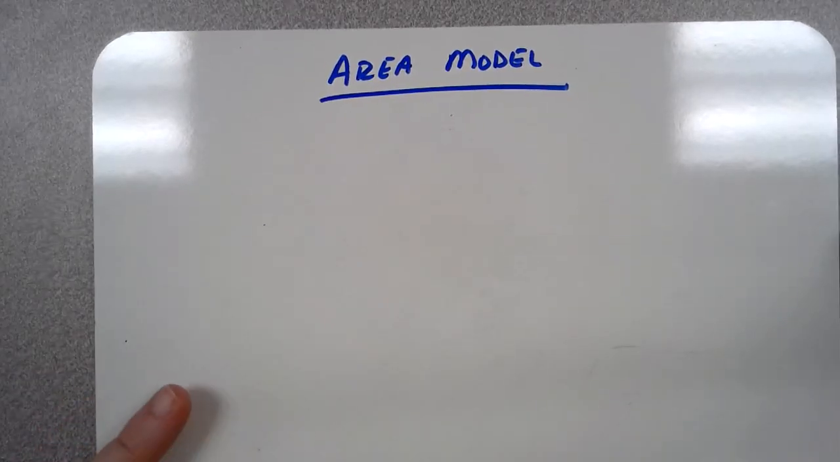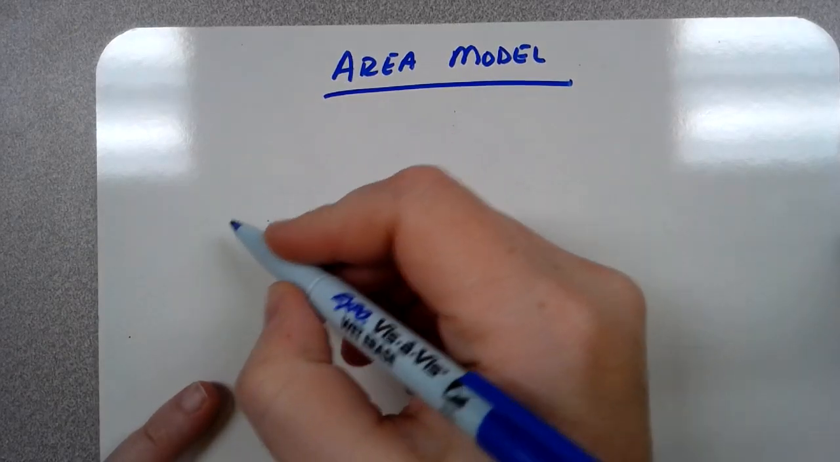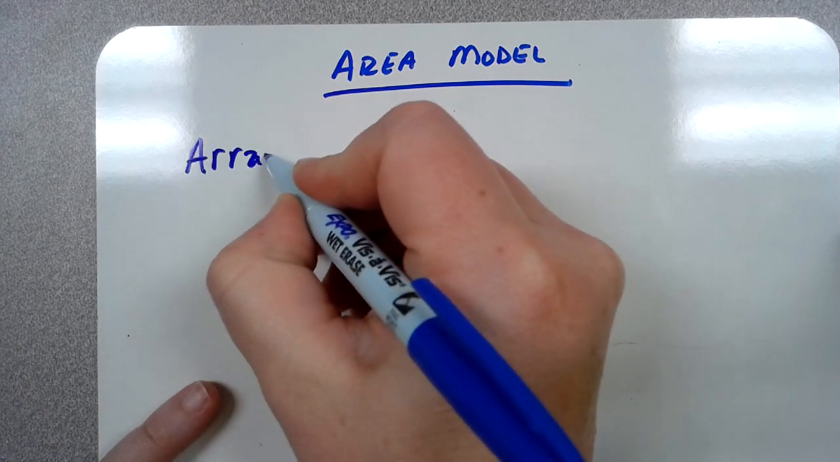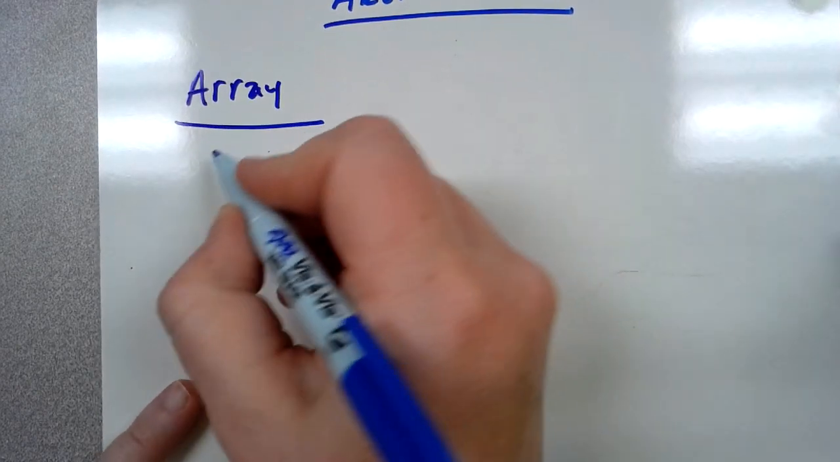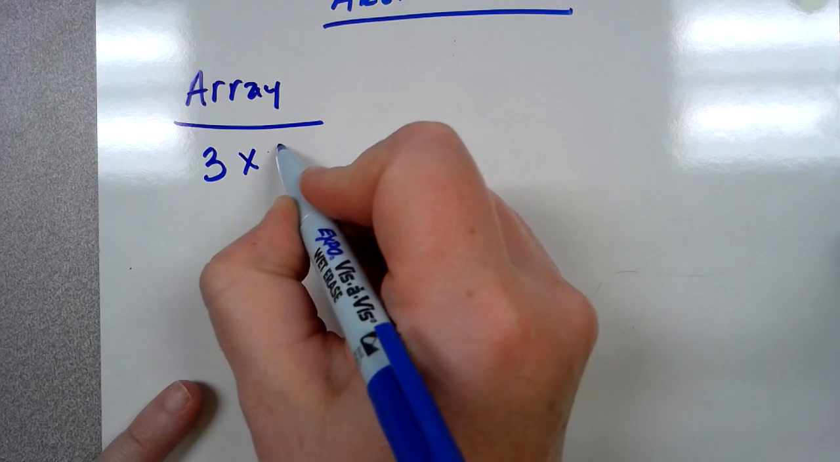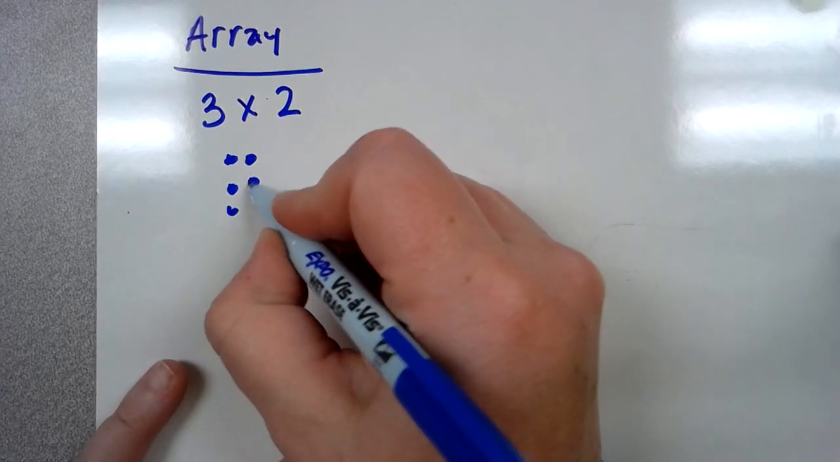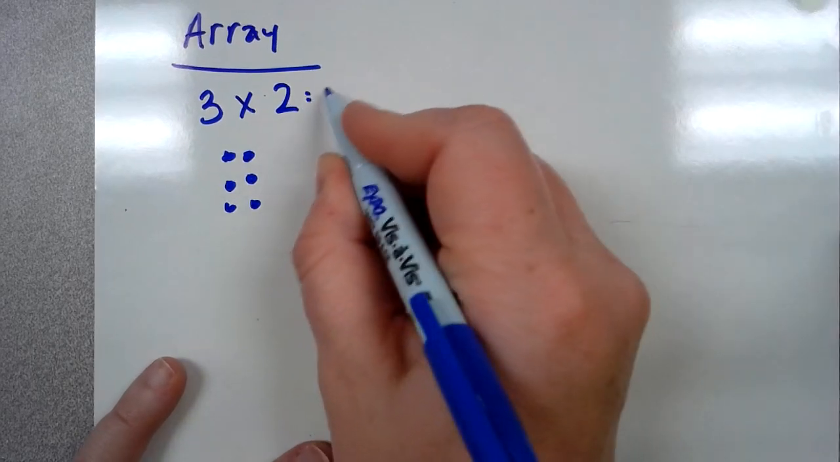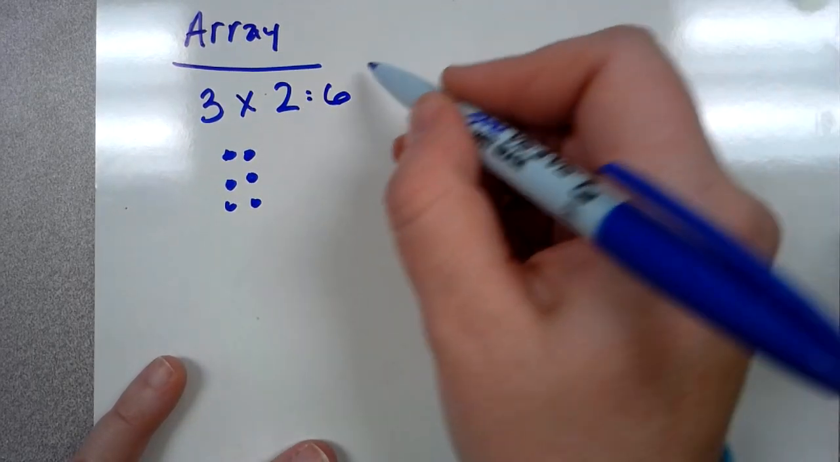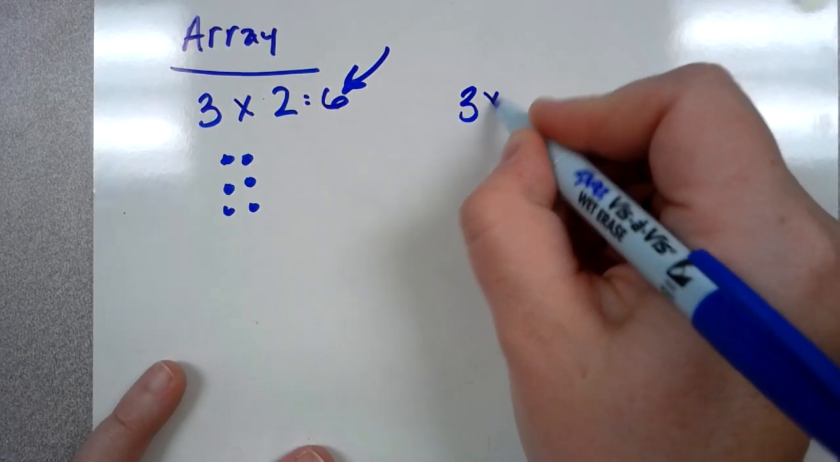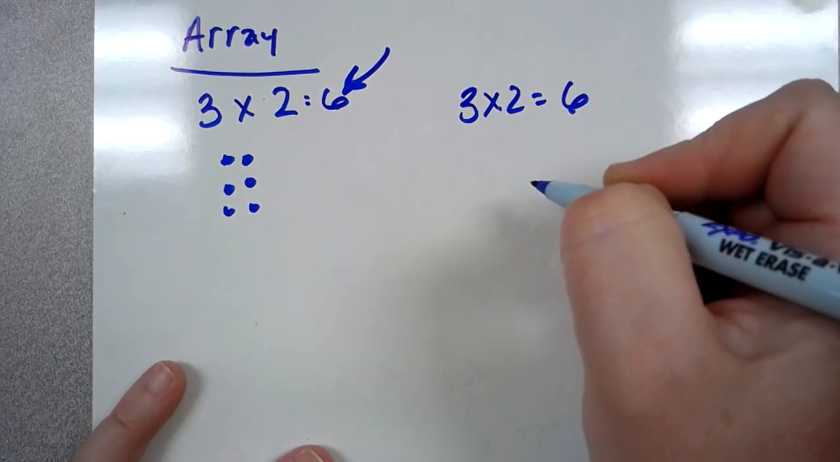Okay, when we talk about area model, we are referring to another way to work out multiplication problems. So we right now know two ways. We know that we have arrays. We can do an array, like for example, 3 rows of 2. So you have 1, 2, 3 rows 2 times, and that equals 6. We also know a basic algorithm, which is 3 times 2 equals 6.